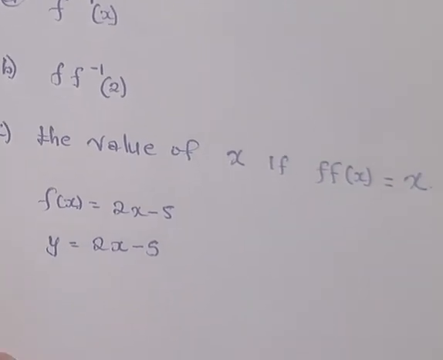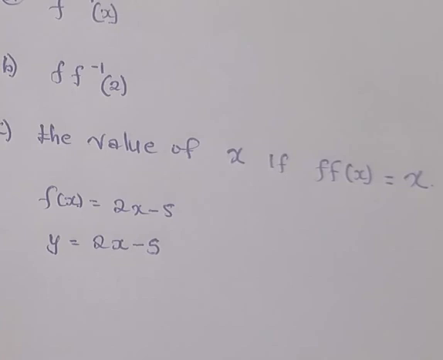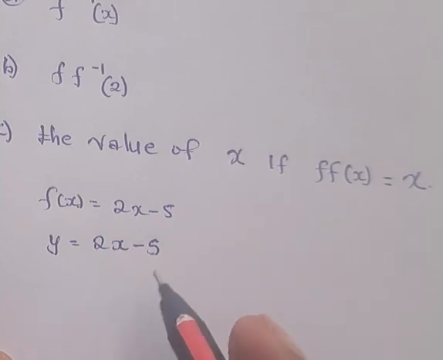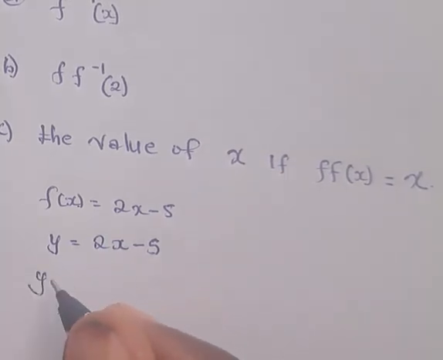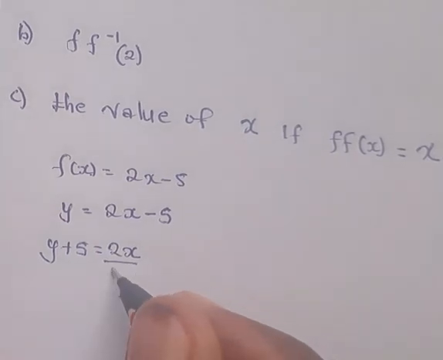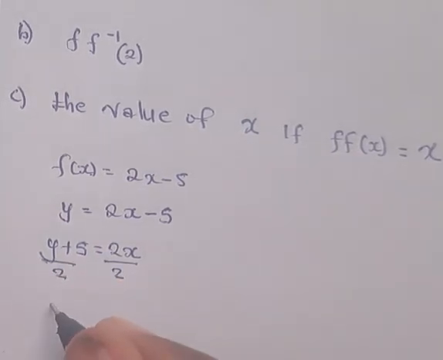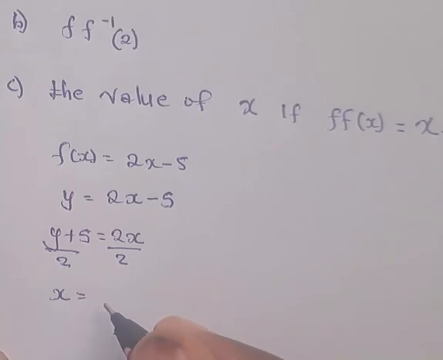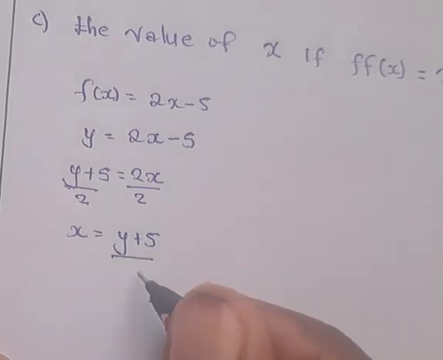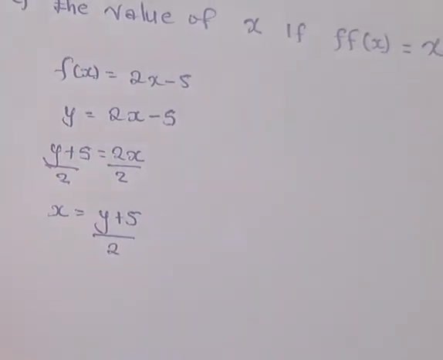Then what do we do now? You make x the subject of the formula. That's what we mentioned, right? So we're going to drive this minus y to the left side, so it's going to be y. This one will now be plus 5 is equal to 2x. Dividing both sides by 2, we're going to have x is equal to y plus 5 over 2.